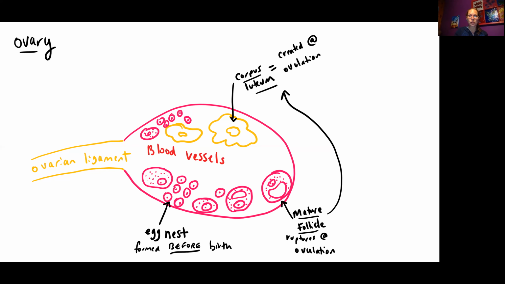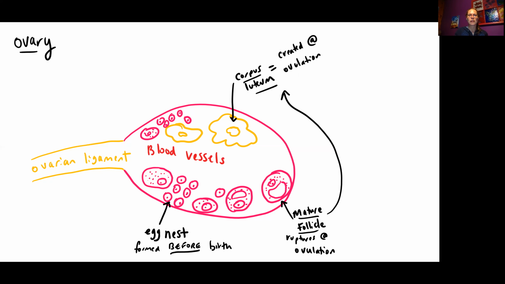You have a collection in the ovary of oocytes at different stages of development, different stages of follicles. We will see that all of those cells are formed during fetal development. And so females are born with an egg nest. These are all of the cells that are available that can possibly mature into an ovum.